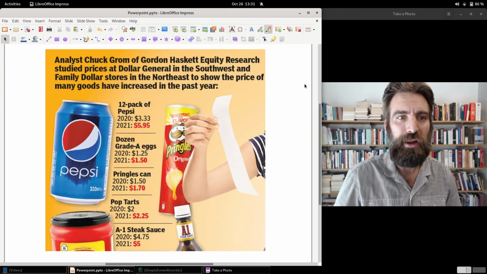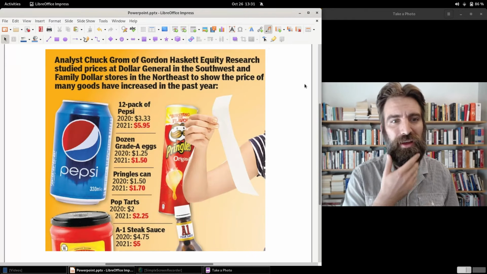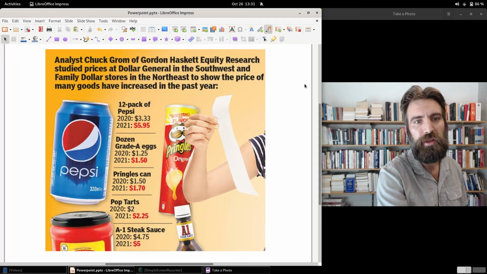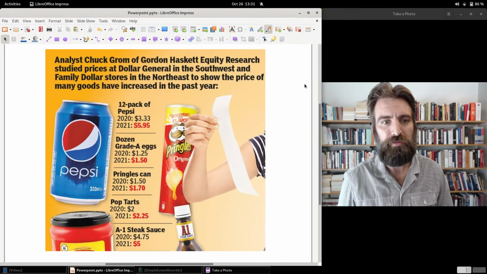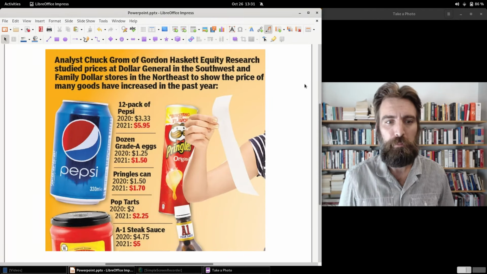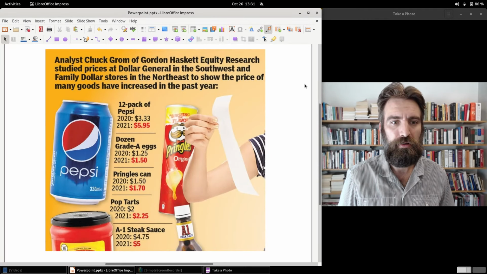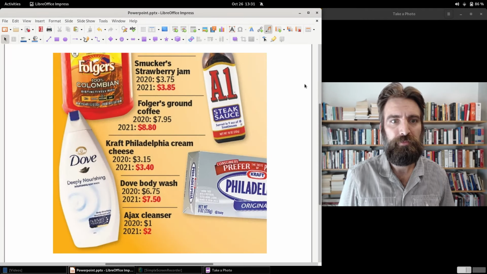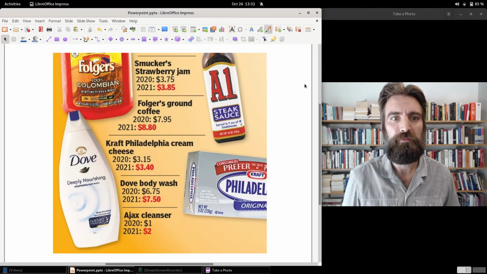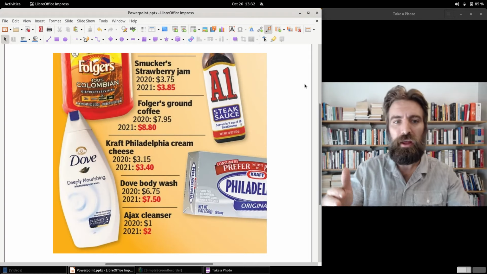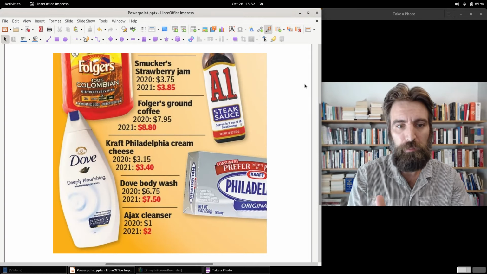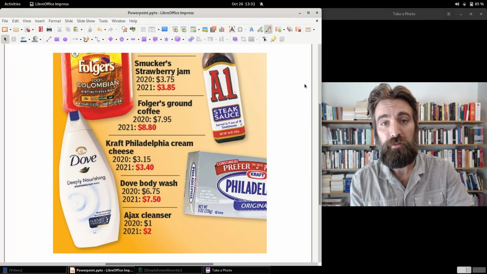It's quite illuminating. 12-pack of Pepsi. Last year, $3.33. Today, $5.95. Dozen eggs, $1.25, now $1.50. Pringles can, Pop-Tarts, Folgers ground coffee, cream cheese, and body wash was $6.75, now $7.50.